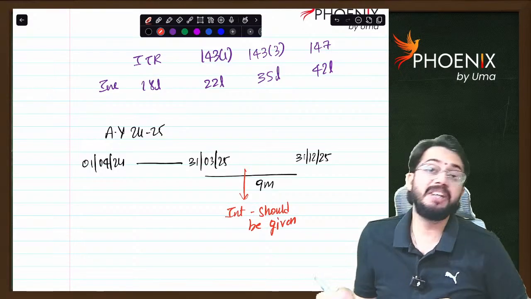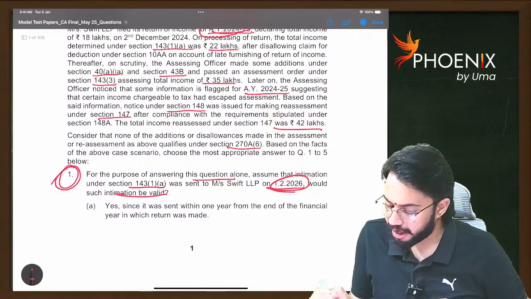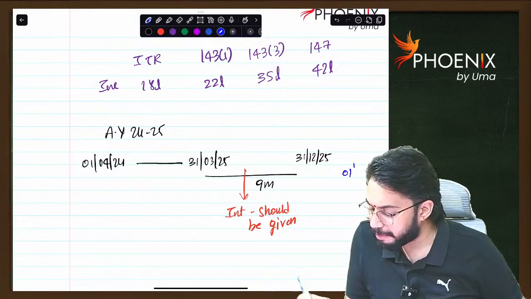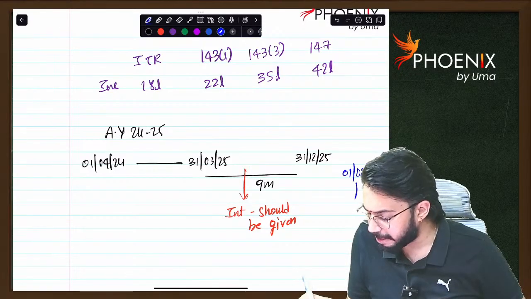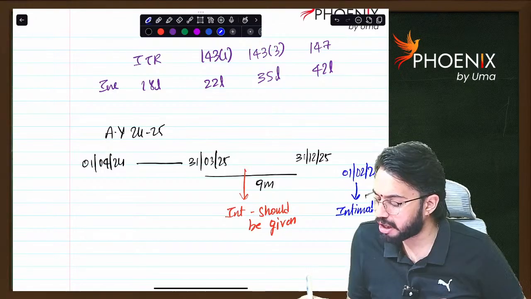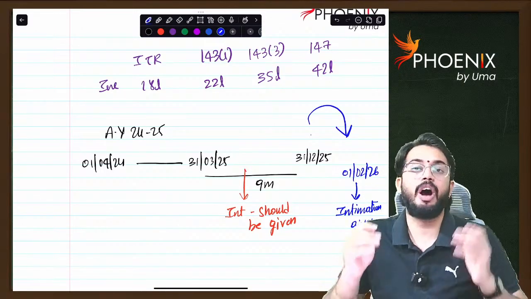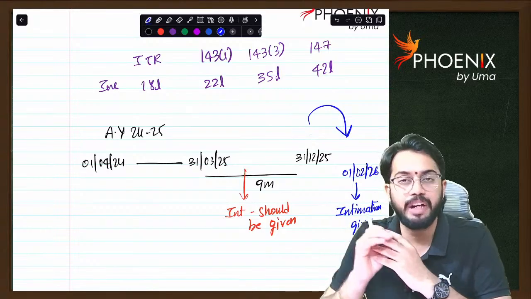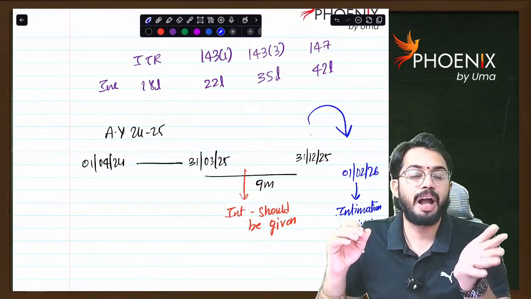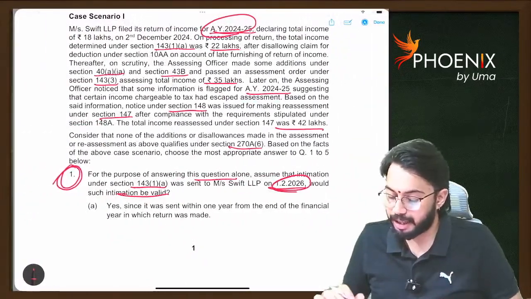But when was the intimation given? Intimation was given on 1st February 2026. So, what happened on 1st February 2026? Intimation given. Is it a valid intimation? No, it is not a valid intimation. It is given after the time limit. After 31st December 2025, intimation was received. So, that intimation is time barred. Whatever the intimation given, it is not valid at all. Are you able to understand?